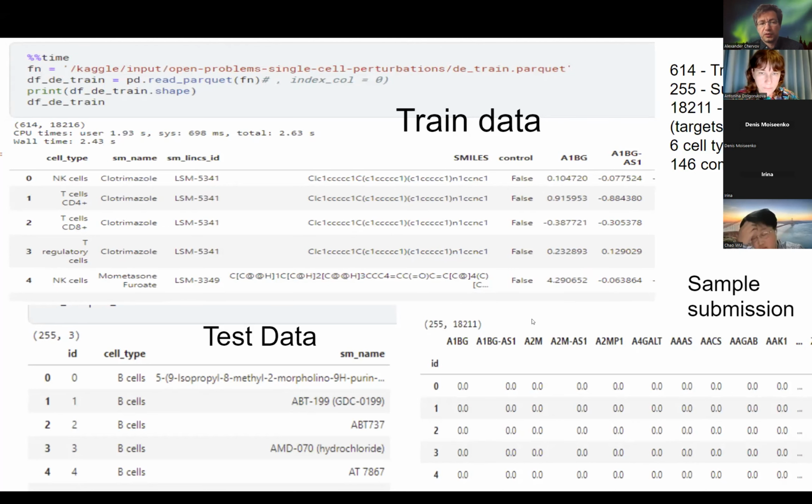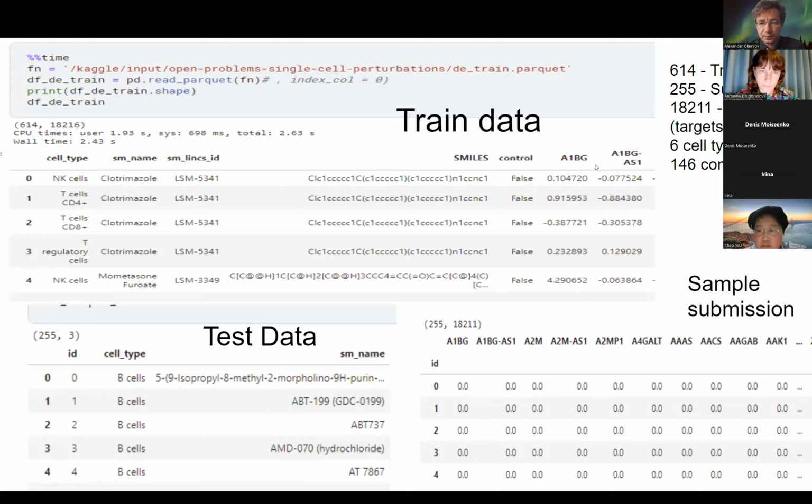So in the test data which we need to submit, we have only 2 columns, that is cell type and the name of the drug. So basically we have only 2 features, and we need to predict only for these B cells and the drug name. This is the sample submission, which is filled by zeros. So its size is 255 by 18,211.